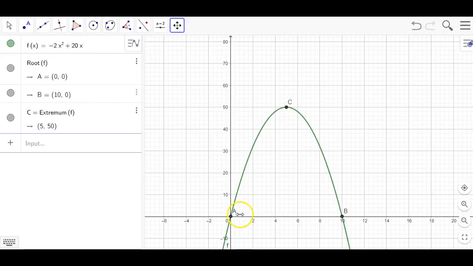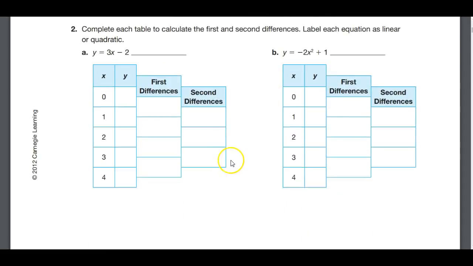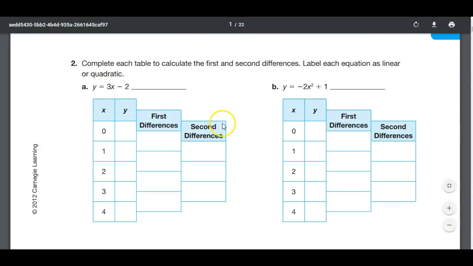The rectangular deck. And the area of the rectangular deck, if we had P equals 5, so if we made the size of those squares equal to 5, the width of each square is equal to 5, then the area of the deck, or the area of the rectangle, would be equal to 50. Okay? It says complete each table to calculate the first and second differences. Label each equation as linear or quadratic.